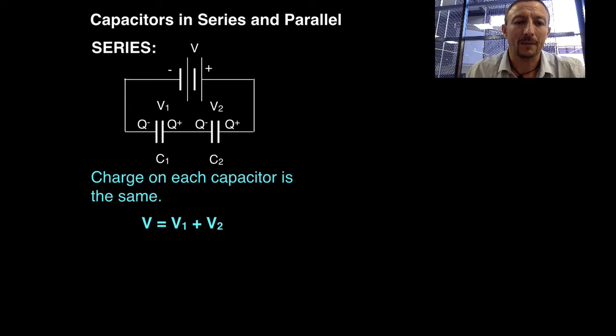Each of my capacitors will have a voltage of 3 volts. It's split equally. Obviously, if the capacitors are of different sizes, then the amount of voltage will be proportionate to the size of the capacitor. So, from that, what we need to be able to work out is how do we determine the total capacitance.